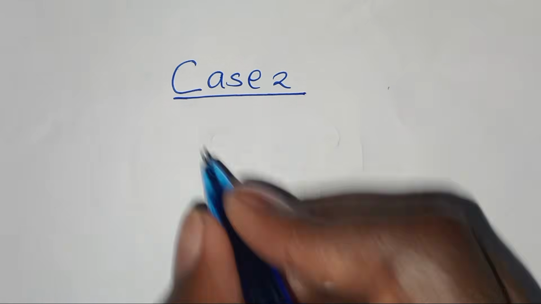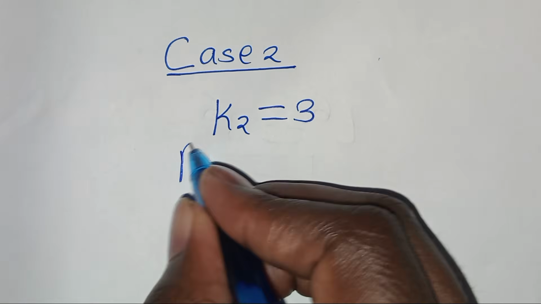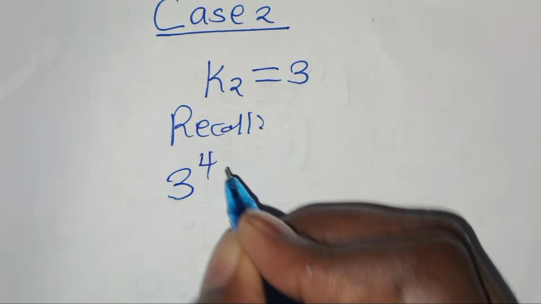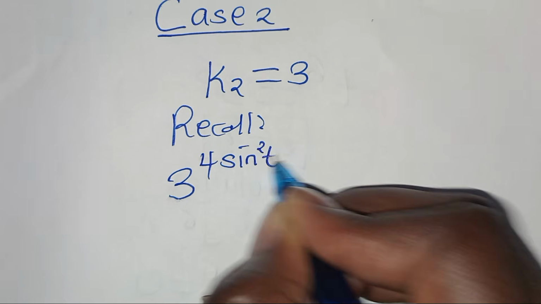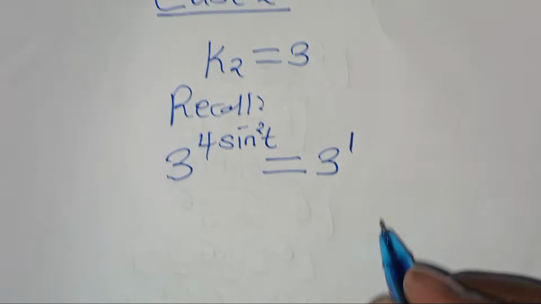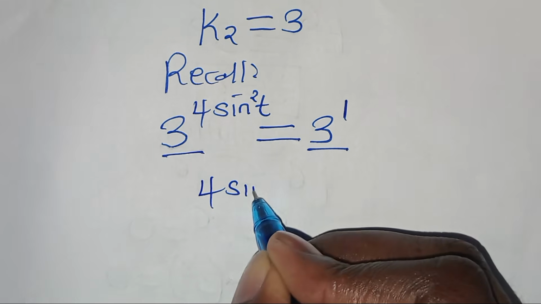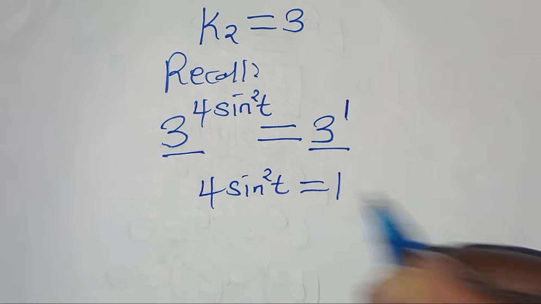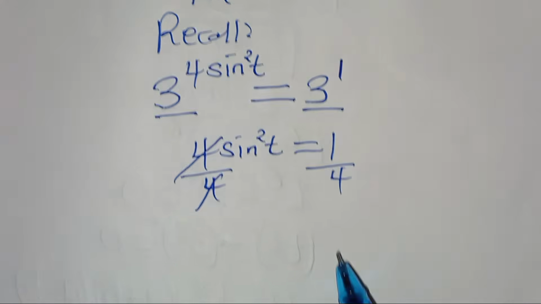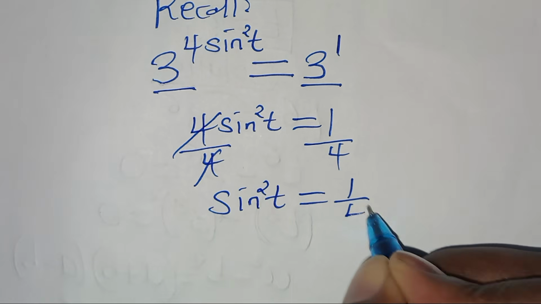Now in case 2, we have that k2 is equal to 3. And if you recall, we have seen that 3 to the power of 4 sine squared t is equal to k, which is 3 raised to the power of 1. Since the bases are common, we have 4 sine squared t equal to 1. So let's divide both sides by 4, so that now we have sine squared t equal to 1 over 4.